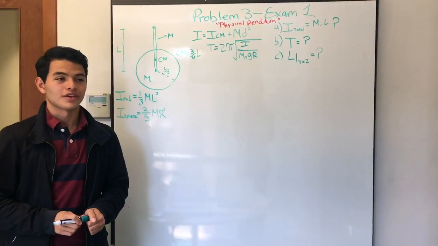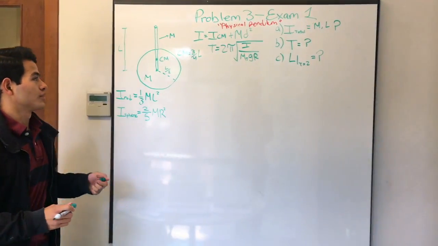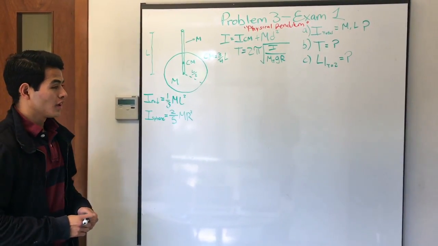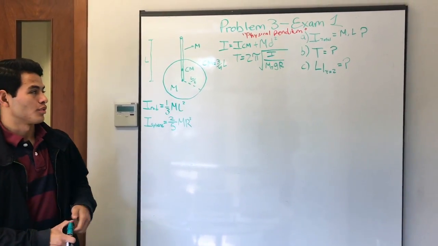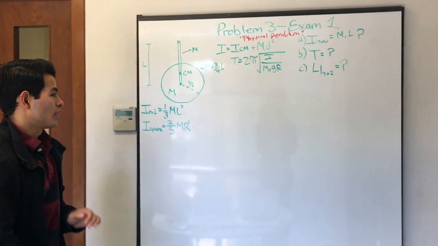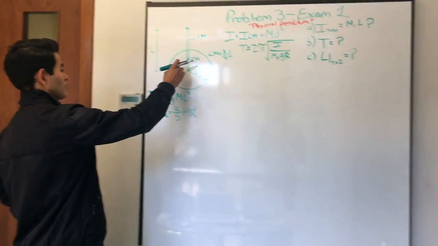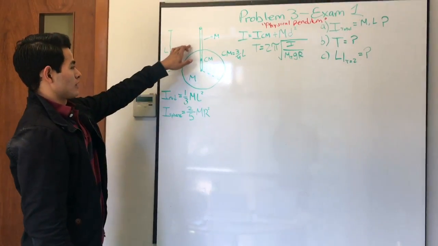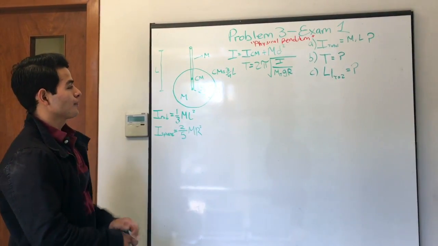Hi, my name is Marcel, and in this video we're going to solve problem 3 from exam 1. In this problem we have a physical pendulum which is composed of two masses, a rod and a sphere.